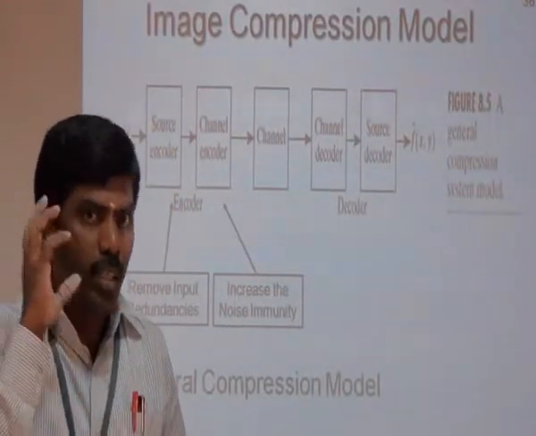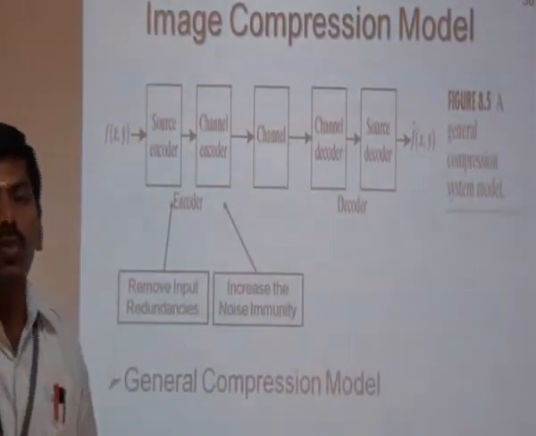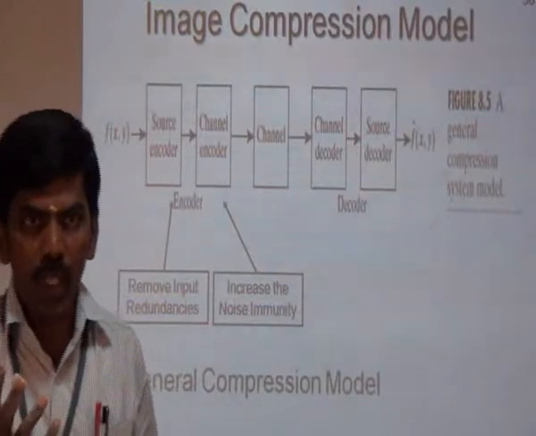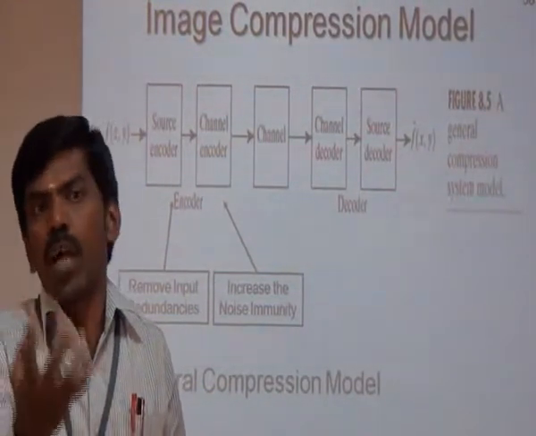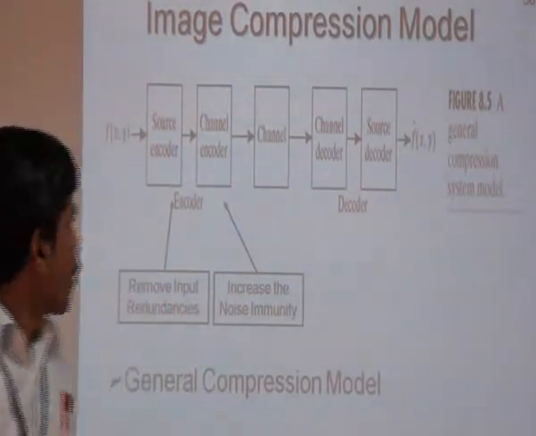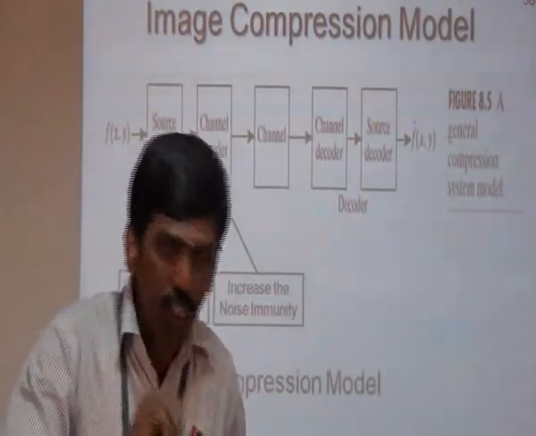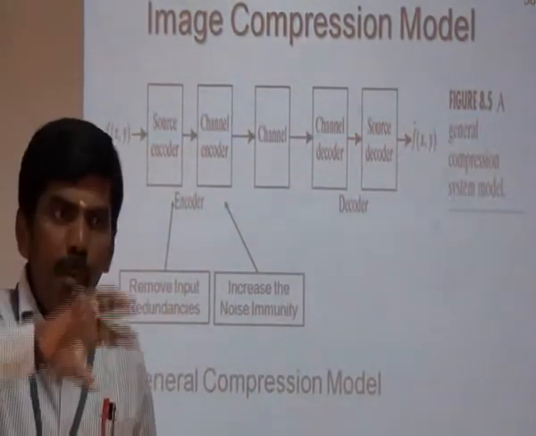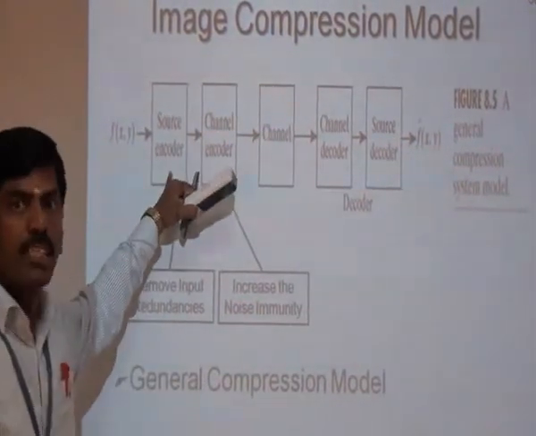The source encoder and decoder are called the source codec model. The channel encoder and decoder are called the channel codec. What is very important for the model? First, what is the use of the source encoder? Any image can be converted into binary bit form.